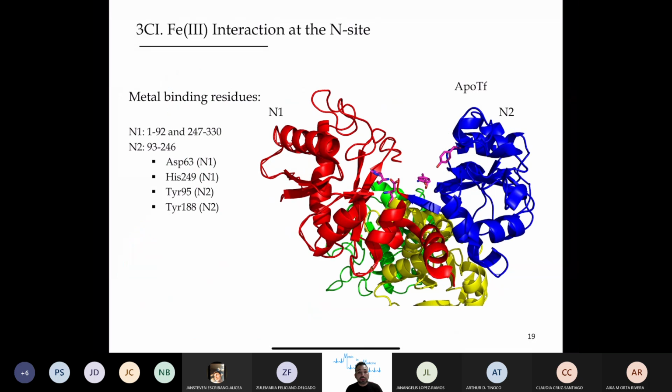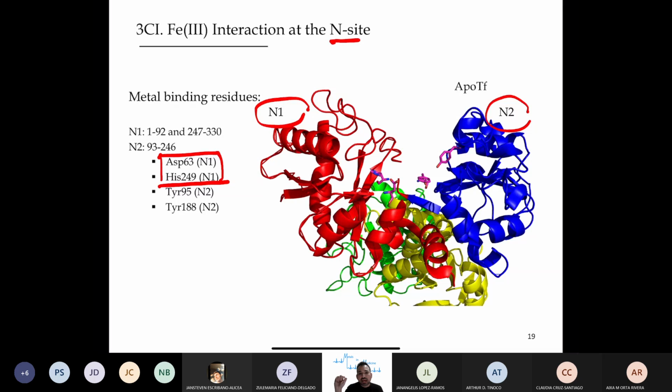So focusing on the metal binding residues, I'm only going to look at the N site for a moment. On the N lobe, we have the N1 side of the lobe and the N2 side. On the N1 side, we have these two amino acids, aspartate 63 and histidine 249. I see that you have a problem, but I'm recording this so you can see it later, because I can't fix something that's a little bit out of my control. So, aspartate 63 and histidine 249.